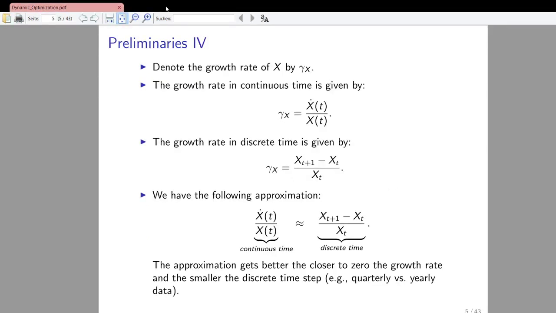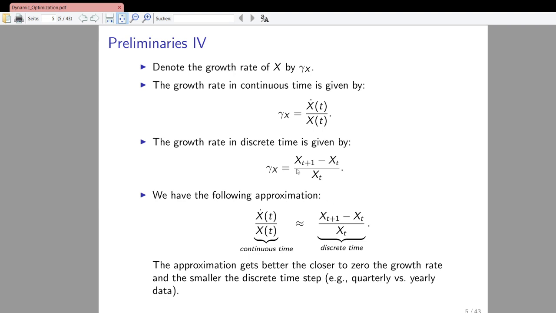Now, with the information that we have at our disposal, we can calculate the growth rate of a variable in discrete time and in continuous time. And we denote the growth rate of a variable x, henceforth by gamma sub x in this lecture. So in continuous time, the growth rate is then given as the derivative of the variable with respect to time, that is the change in the variable at a particular moment, divided by the level of the variable at that particular point in time. So that's basically the percentage change of this variable.